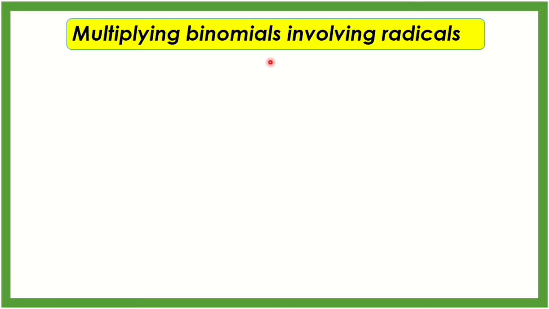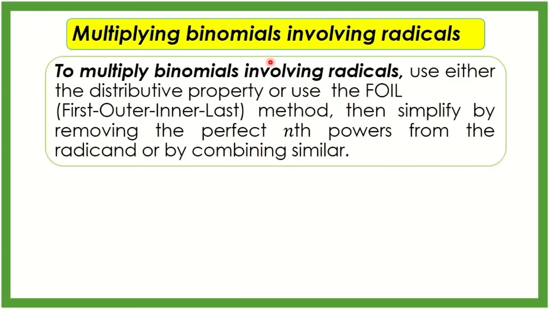Let us now multiply binomials involving radicals. Kapag magmumultiply tayo ng binomials involving radicals, ang gagamitin natin ay either distributive property or we can use the FOIL method. Then, simplify by removing the perfect nth powers from the radicand or by combining similar.